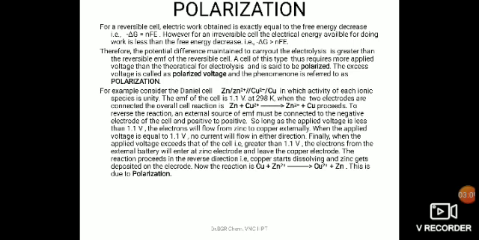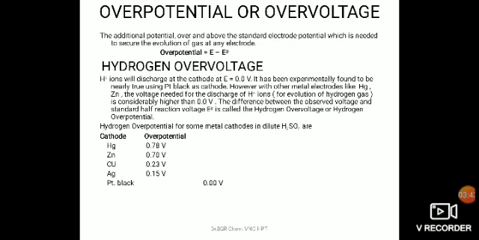That means when the applied EMF is greater than the standard cell EMF, the electrodes will be polarized so that the complete reaction will be reversed. That's how the reaction of Zn plus Cu2+ giving Zn2+ plus Cu has been reversed, to Cu plus Zn2+ giving Cu2+ plus Zn. So by applying an extra potential over and above the standard cell potential, we can reverse the reaction. This process we call polarization.